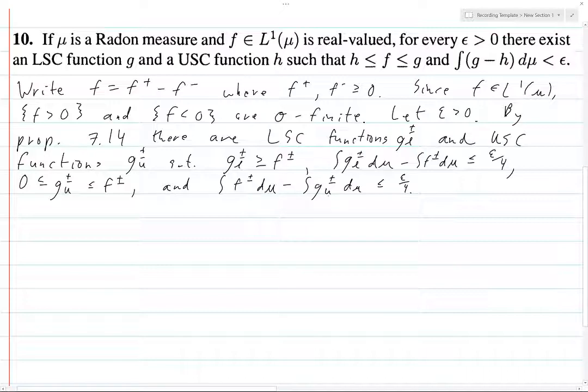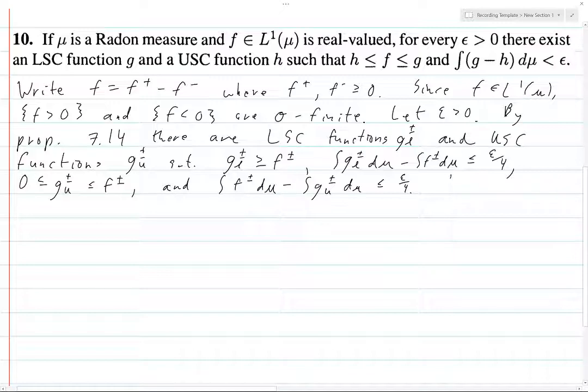Now here, what we need to do is, first of all, there's that extra assumption that GU plus minus is greater than or equal to 0, but that's fine. But the other important thing here is that when you apply proposition 7.14, the set that these functions are defined on has to be sigma finite. So that's why we needed f positive and f negative to be sigma finite sets, to get these estimates with the upper semi-continuous functions.